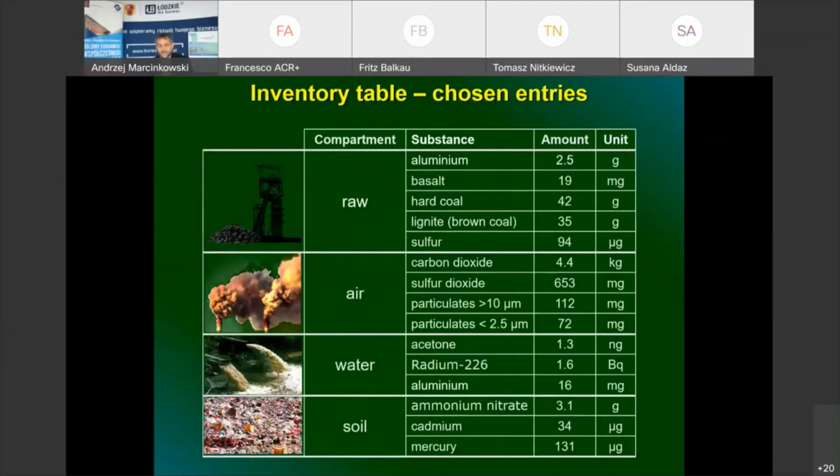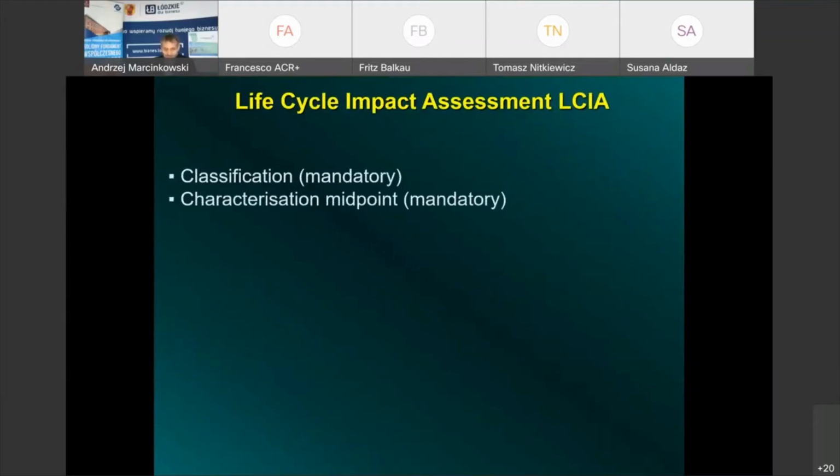And the final step of inventory phase of this stage is preparation of inventory table. And here we can see the chosen entries of some substances connected with raw material extraction and emission to air, water, and soil. But here we've got a couple of information, and for a real study of real product, a table like this would contain more than 500 substances, and it is very difficult to interpret the results when we've got hundreds of results for the single product. So we've got an output of inventory stage in the form of the table, and at the same time, the table is an input for life cycle impact assessment analysis.